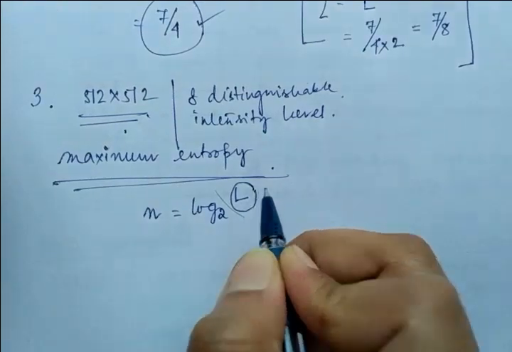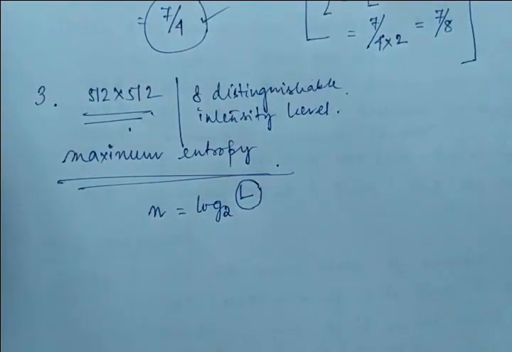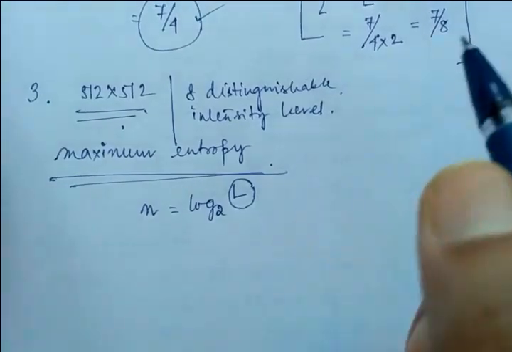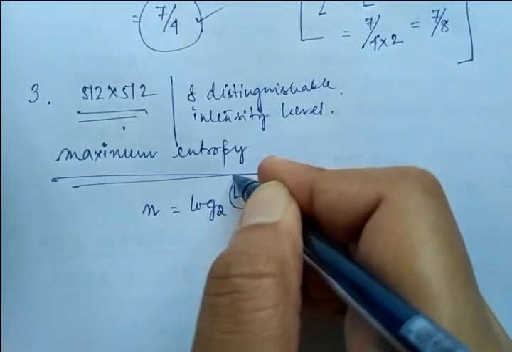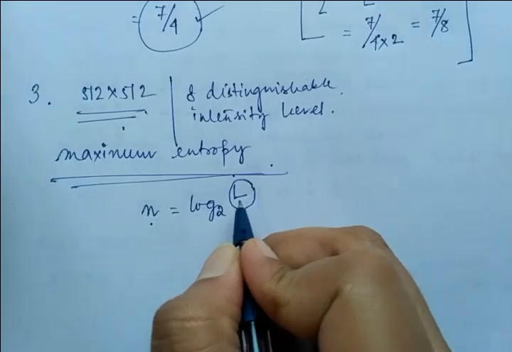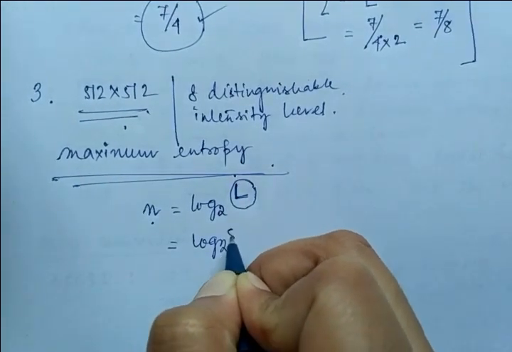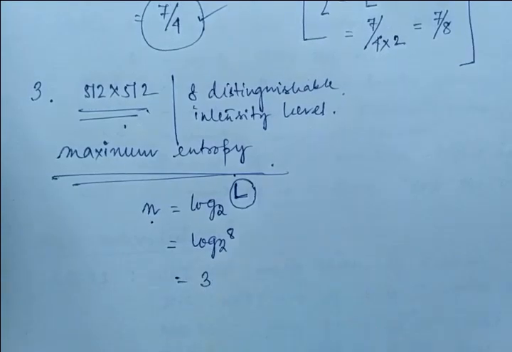Because just think of the value in terms of information. In terms of information, please think, and you will relate the information to this image question. And this L is the level, and there are 8 distinguishable levels. So log 2 8. 8 means 2 cube, that is 3.